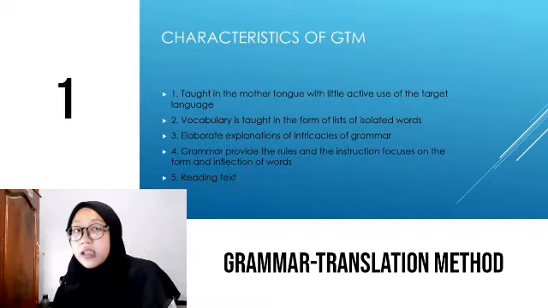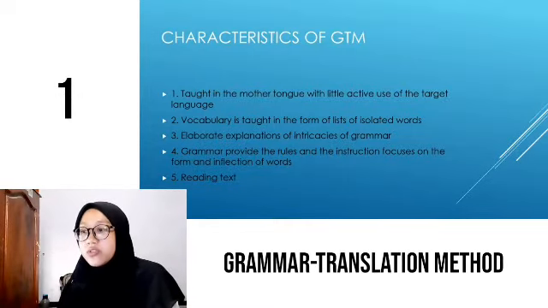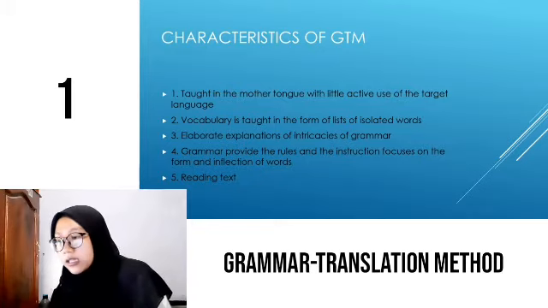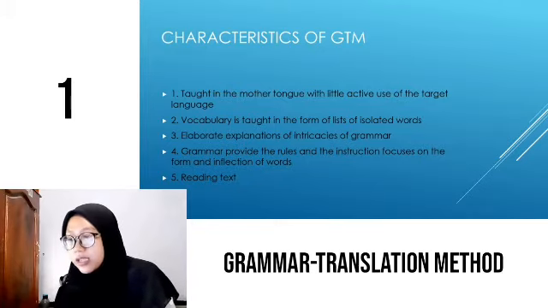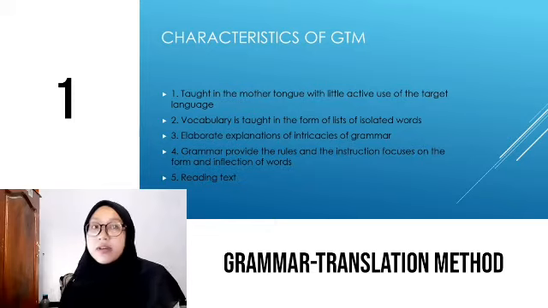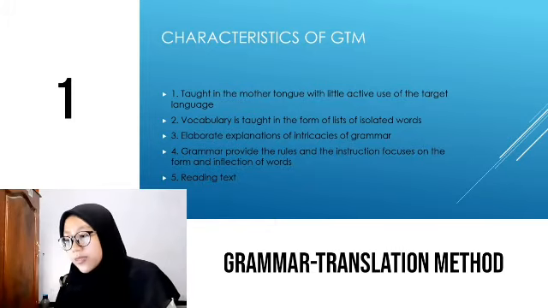Little or no attention is given to pronunciation. Pronunciation is not important because the focus of learning English is on learning grammar and translation.